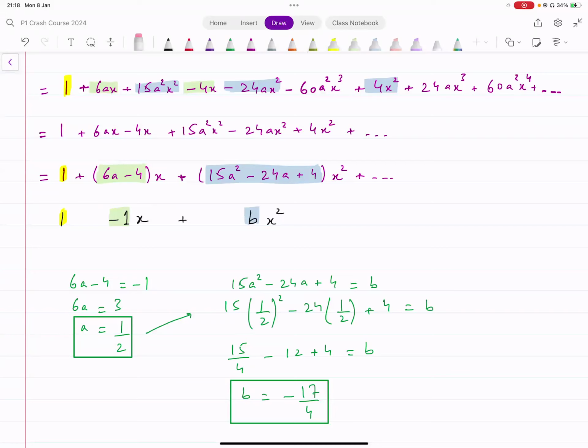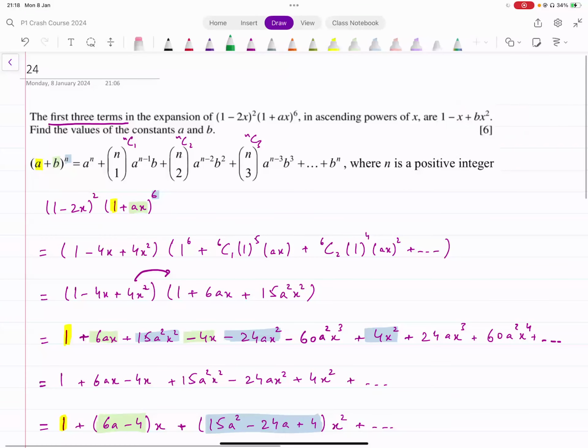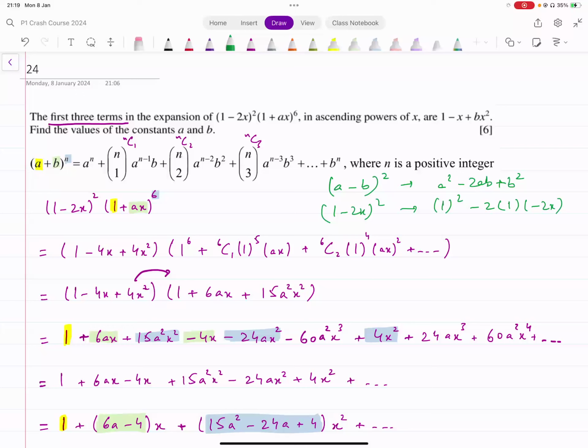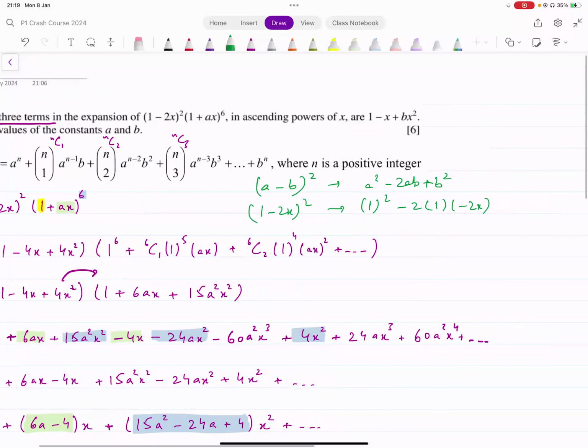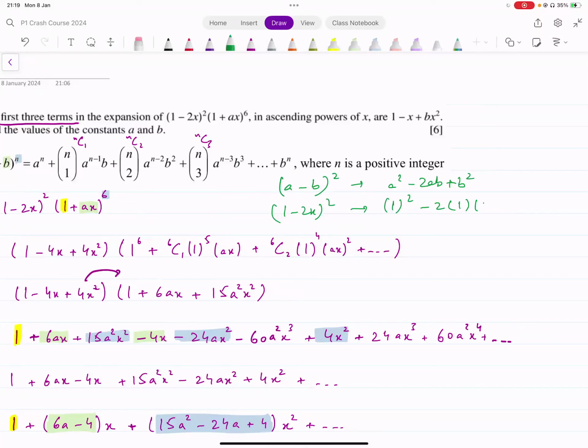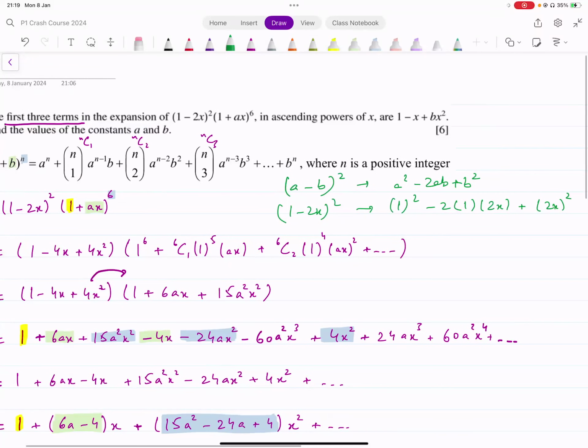Sir, I wanted to ask, how did you expand 1 minus 2x whole squared? Well, a minus b whole squared, that's a squared minus 2ab plus b squared. So that's 1 minus 2x whole squared. That would be 1 squared minus 2 into 1 into 2x, because we already have minus outside, plus 2x whole squared. That's 1 minus 4x plus 4x squared.